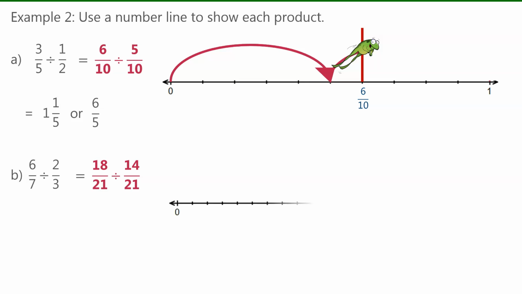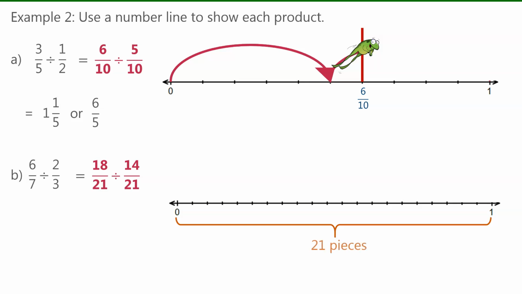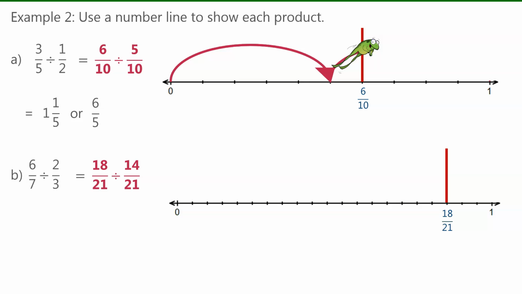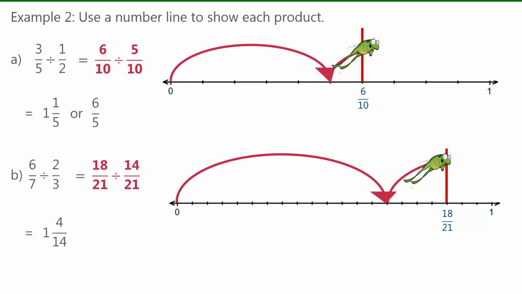So now I draw myself a number line, and I split it into 21 pieces, and I'm going to mark where 18/21 is on that number line. So now I have to figure out how many jumps of size 14 I'm going to make before I hit the wall at 18/21. So the frog makes 1 full jump and then makes part of a second jump. So he actually makes 4/14 of the second jump because each jump has 14 spaces and he was able to move 4. So that means 6/7 divided by 2/3 is 1 and 4/14.